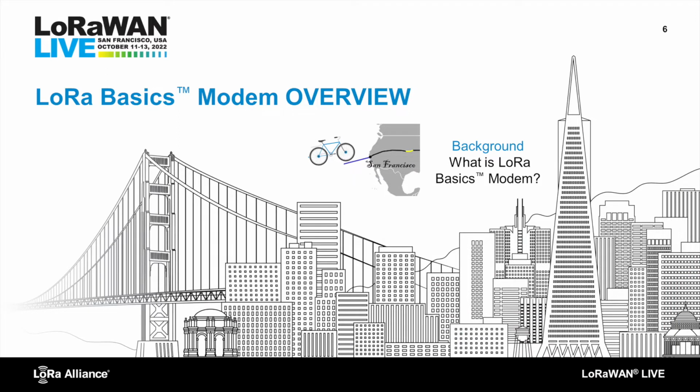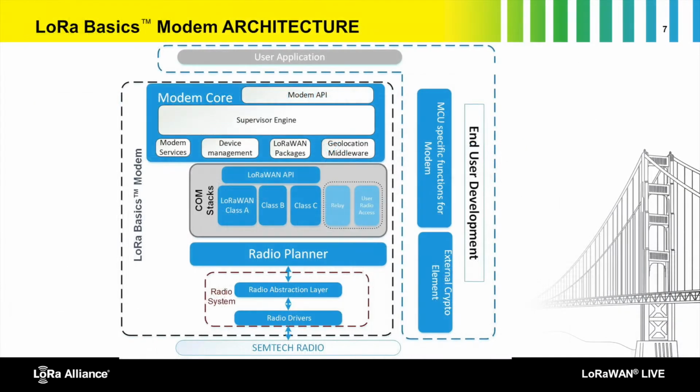So, a deep dive inside the architecture of this product. At the bottom we have something very classical: the Semtech radio driver and the radio abstraction layer, very simple. But one of the first key blocks of this stack is what we call the radio planner. What is a radio planner? In fact, it is a kind of scheduler, a kind of operating system, but really dedicated to the radio.